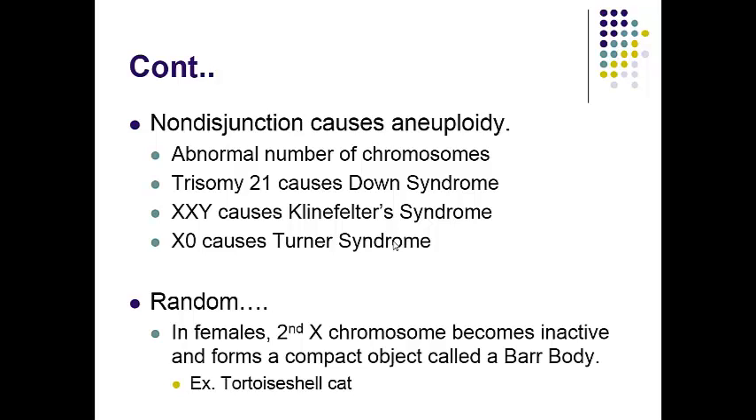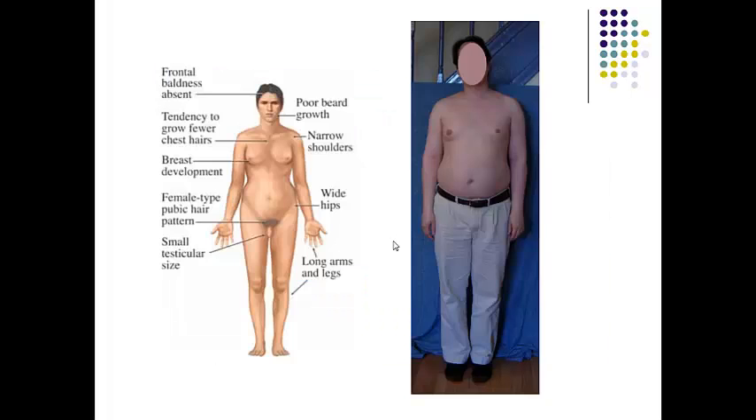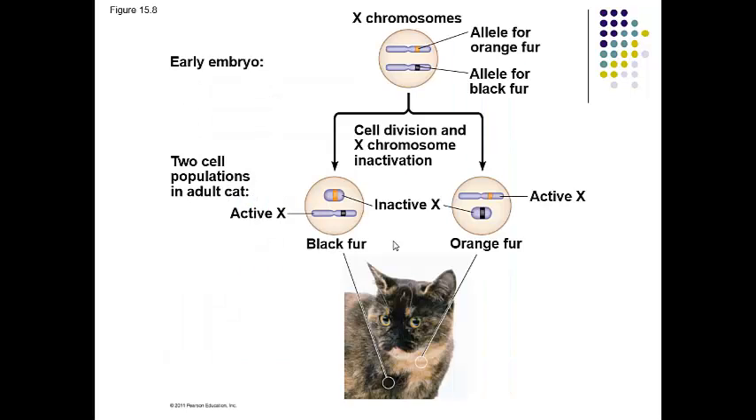In females, females have 2 X chromosomes. Females only actually require 1 X chromosome. The second X chromosome becomes inactivated and forms a structure called a bar body. This can create some traits in females as well, because in some females, 1 X chromosome is activated in some locations of their body, and the other X chromosome is activated in other locations of their body.